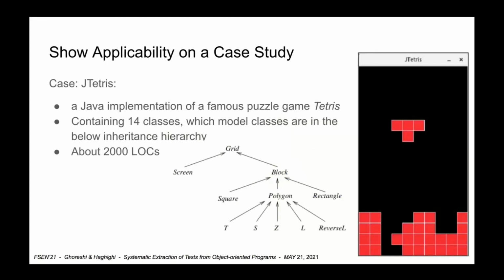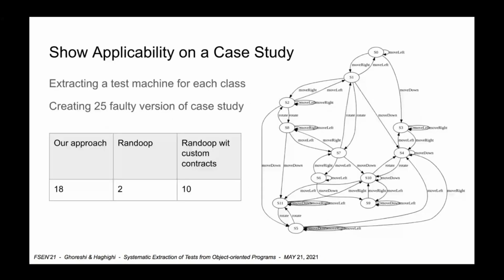The case study is a simple puzzle game called Tetris. It contains 14 classes. The class hierarchy is shown in the picture. Using our approach, a test machine was extracted for each class. For example, a test machine for class plugin is presented here.